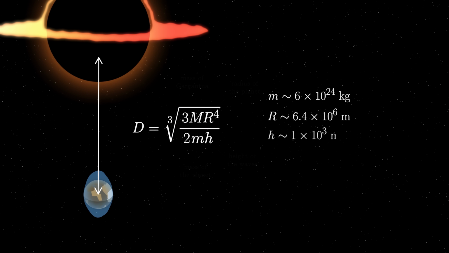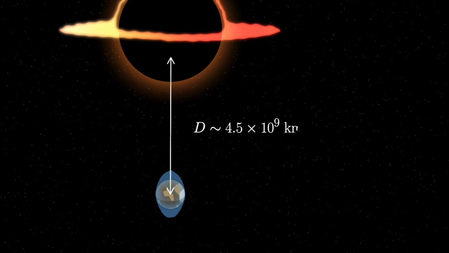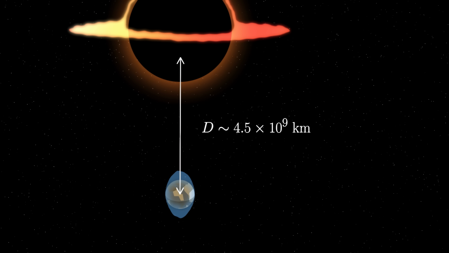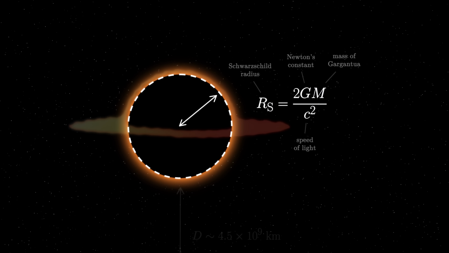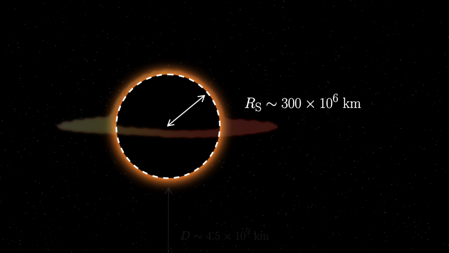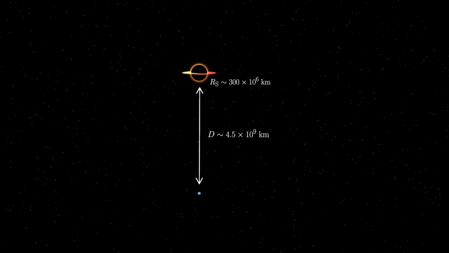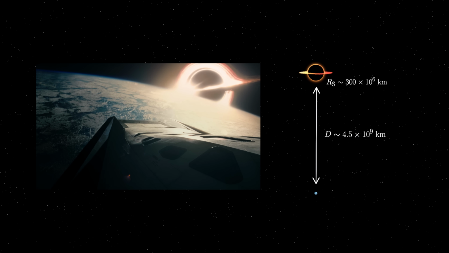If the planet's dimensions are similar to those of Earth, knowing that the black hole weighs 100 million solar masses, then the planet should orbit at a distance of 4.5 billion kilometers. To compare, the Schwarzschild radius of the black hole, which we can deduce from its mass, is 300 million kilometers across. If we bring this diagram to scale and compare it to this image from the movie showing Gargantua as seen from Miller's planet, the result seems coherent.